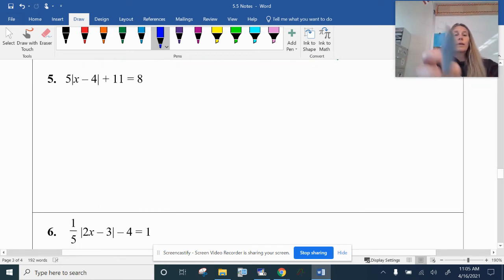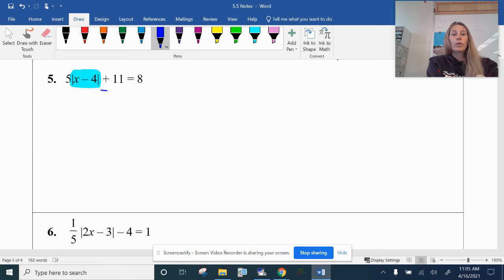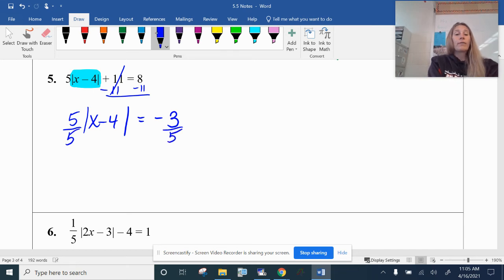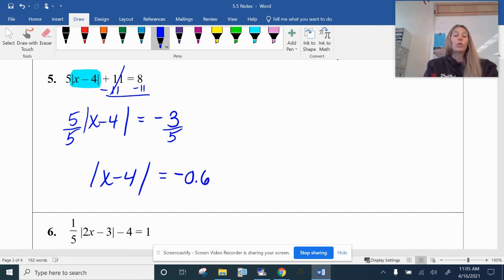Okay, so let's try the next question. Again, we need to get this absolute value portion of our equation all by itself. So we're going to use our inverse operations, and I'm going to subtract 11. Now when I subtract 11 from 8, I actually get negative 3. And then when I go to divide by this 5, I have the absolute value of x minus 4, but I'm getting negative 0.6. Or you could even leave it as negative 3 over 5.